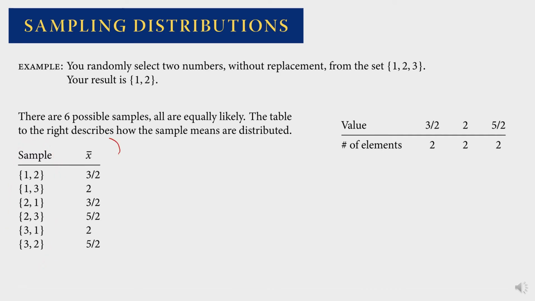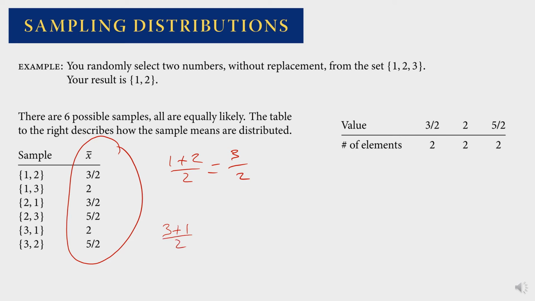In the second column here, we have the mean for each outcome. When the sample is 1, 2, the mean is 1 plus 2 over 2, and that's 3/2. When the sample is 3, 1, the mean is 3 plus 1 over 2, and that's 2. This table over here is pointing out that there are 2 ways to get each possible sample mean.